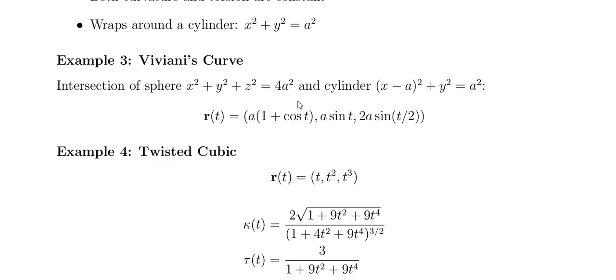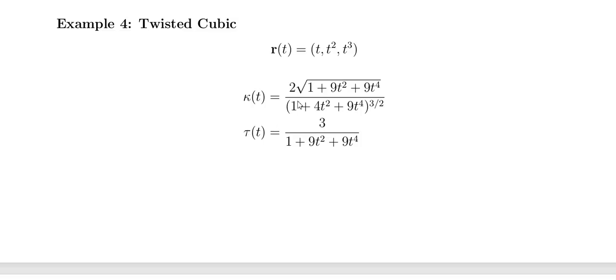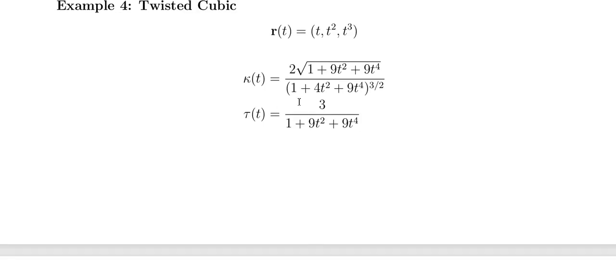So r of t equal to a into 1 plus cos t, that is a sin t, 2a sin t by 2. This is the intersection of the sphere and cylinder. And the twisted cubic, that is called r of t equal to t, t square, t cube. You work this out at home using the formula r dash cross r double dash divided by mod of r dash whole cube. If you apply that formula, the curvature becomes like this.